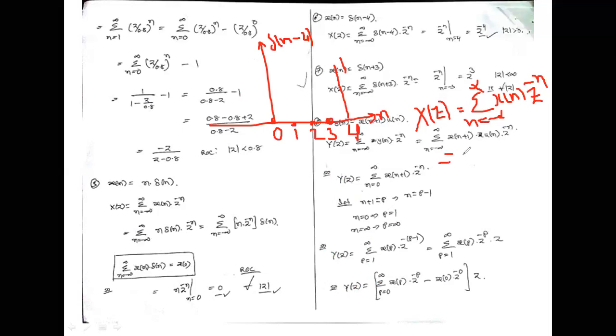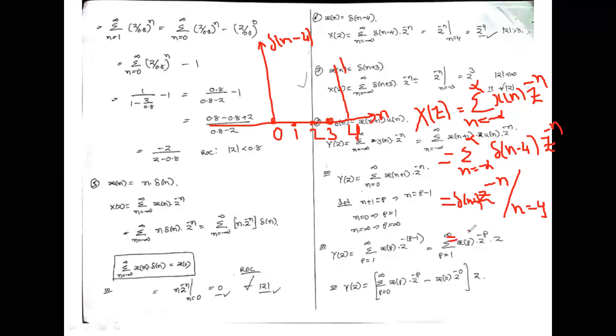So what is the z-transform of x of n, given by the sum from minus infinity to infinity of delta of n minus 4 times z power minus n? The delta of n minus 4 is nonzero only at n equal to 4, so z power minus n is evaluated at n equal to 4.